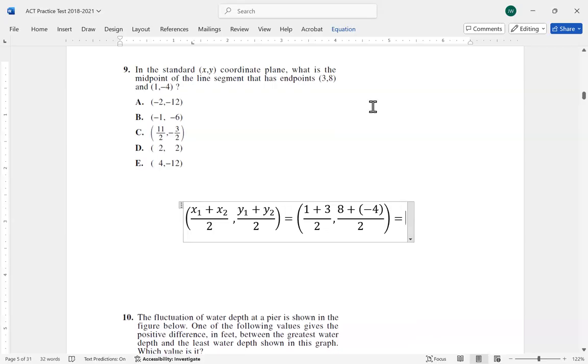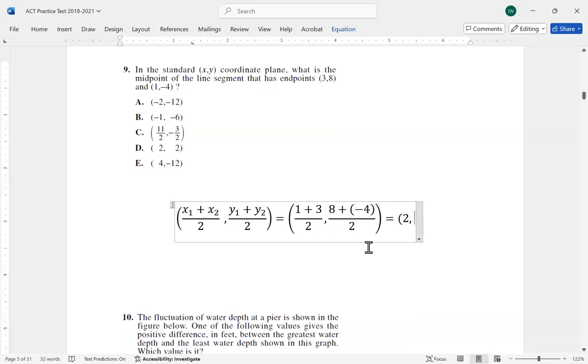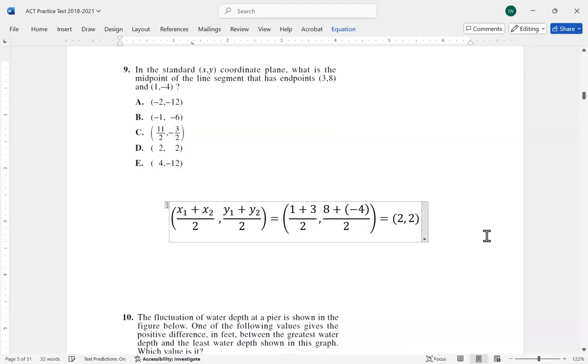1 plus 3, make sure you add that before you divide. You get 4 divided by 2, which is 2. 8 plus negative 4, that's a 4. Divided by 2 gives you a 2 as well. So we end up with x value of 2, y value of 2 as the midpoint, and that means option D is the correct answer to question 9.